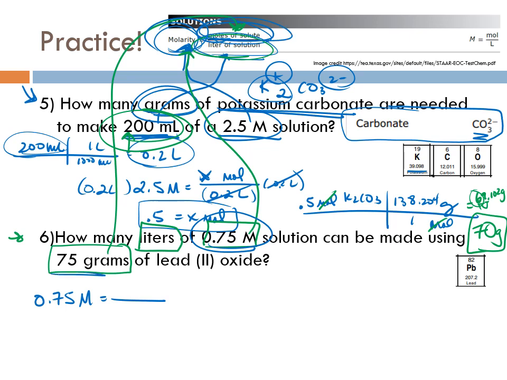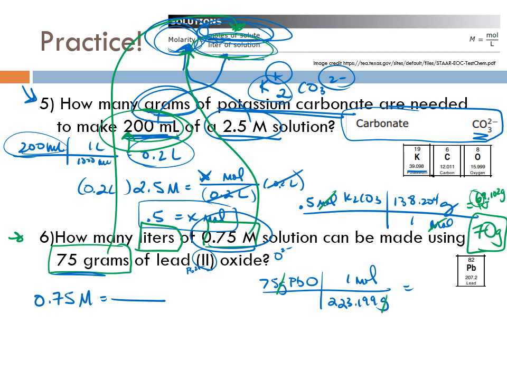solute. You have grams of solute, so we have to turn our 75 grams of lead 2 oxide. Lead is Pb, it has a +2 charge because that Roman numeral says so. Oxygen is O, it has a -2 charge. We're golden right here. So lead is 207.2 plus oxygen 15.999 gives us 223.199 grams per mole. Put grams on the bottom because I want grams to cancel out, top and bottom.